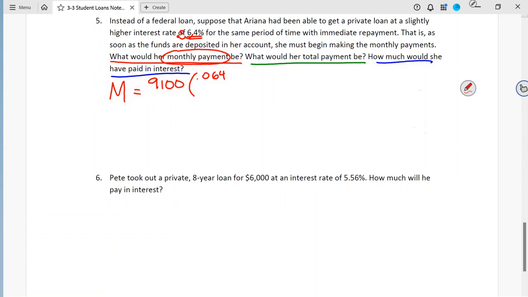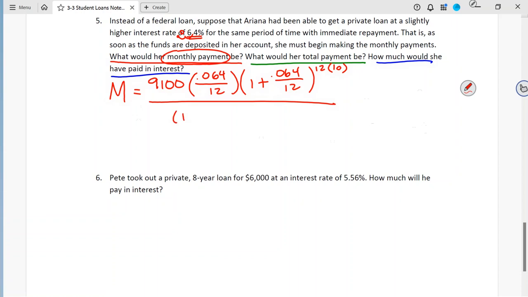6.4% as a decimal, divided by 12, times 1 plus R over 12, which is 0.064 divided by 12, to the power of 12 times, again, it's a 10-year repayment of a loan, all over 1 plus 0.064, the new rate, divided by 12, to the power of 12 times 10 years to pay it back, minus 1. Don't miss that minus 1. That is equal to $102.87, her monthly payment. So that's the first question: what's her monthly payment?